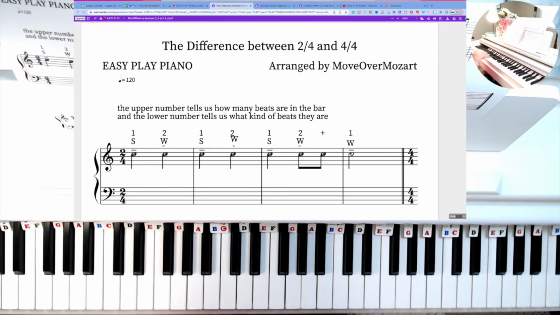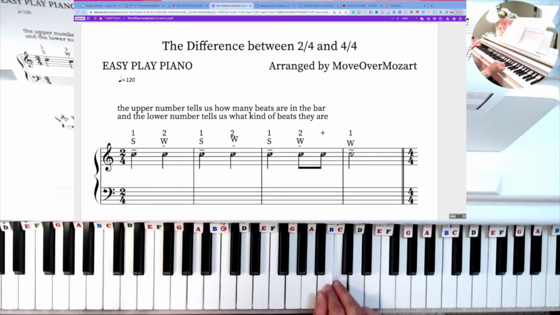So I'll play for you again these 4 bars, and again we're in the time signature 2/4, and I'm going to emphasize a strong beat and a weak beat, or energy or less energy. Here we go: strong, weak, strong, weak, strong, weak, weak, weak.